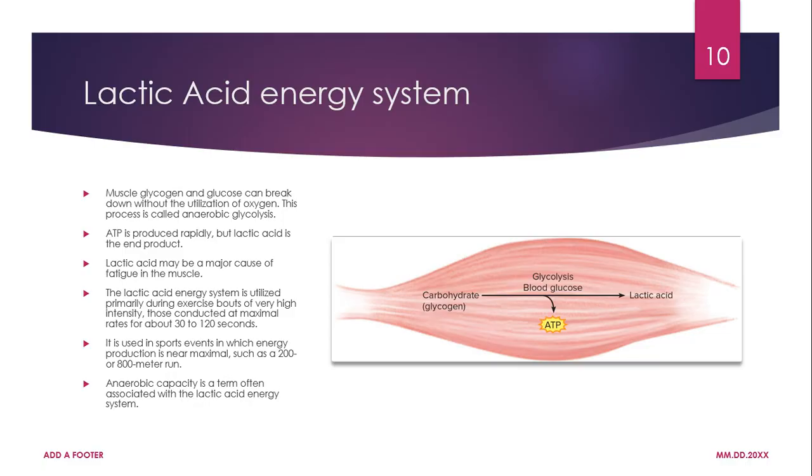Muscle glycogen and glucose can break down without the utilization of oxygen. This process is called anaerobic glycolysis. ATP is produced rapidly, but lactic acid is the end product. Lactic acid may be a major cause of fatigue in the muscle.